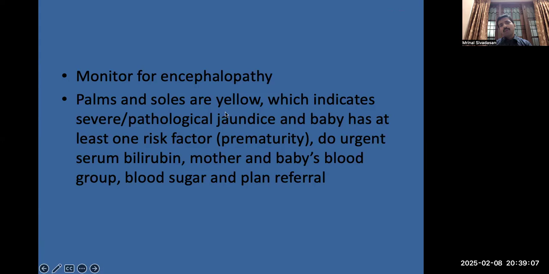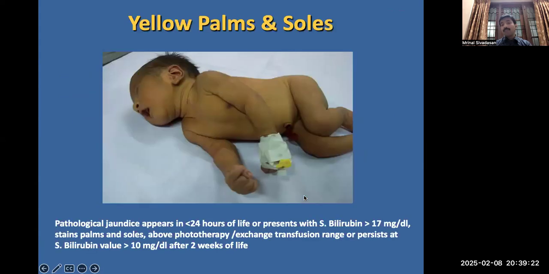When palms and soles are yellow, it indicates that the jaundice is severe and pathological, and the baby has at least one risk factor, that is here it is prematurity. In that case, do urgent serum bilirubin, mother's and baby's blood group and blood sugar, and plan referral. The baby may require exchange transfusion also.